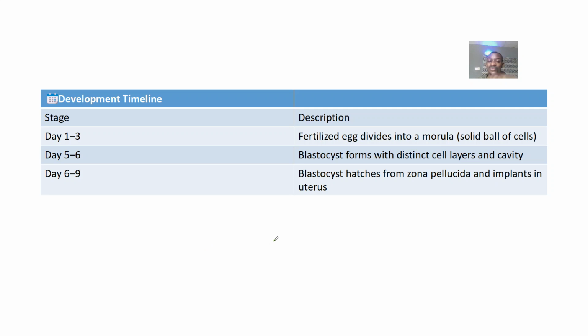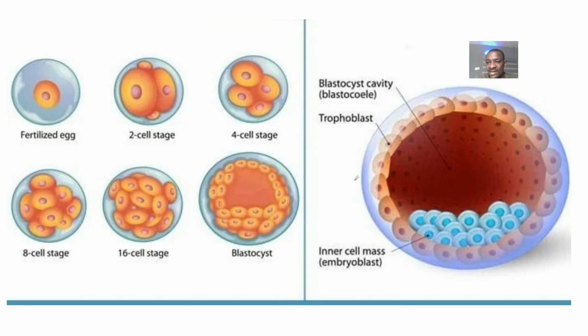Okay, these are just trying to look at the timeline again. Day 1 to 3 is just a morula. Day 5 to 6 is a blastocyst. Day 6 to 9, the blastocyst hatches, just like the egg is hatching in a chicken. Okay, so these are another. You can look at the structure. Now look at the stages on this side. Okay, look at the stages there.